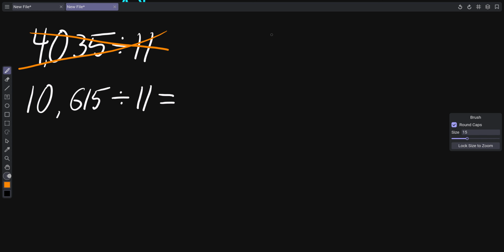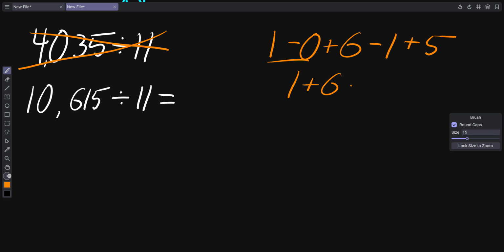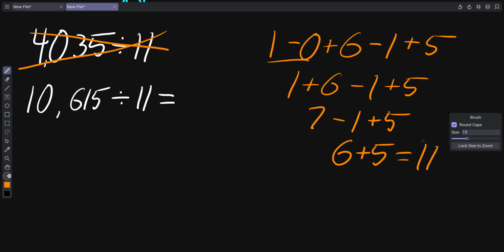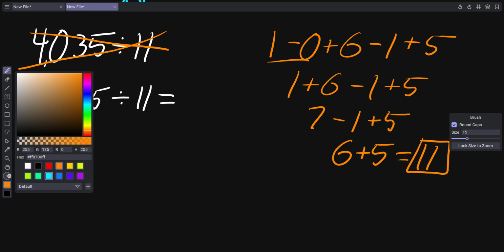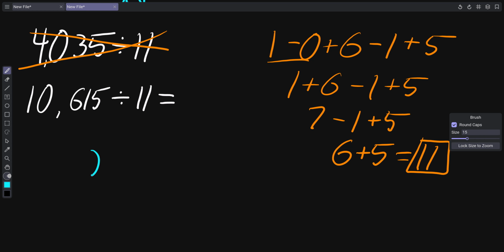So we would start with 1, we would subtract 0, we would add 6, then subtract 1, and then we would add 5. 1 minus 0 equals 1. 1 plus 6 equals 7. 7 minus 1 equals 6, and then 6 plus 5 equals 11, and 11 is a multiple of 11. And therefore we know that 10,615 can, in fact, be evenly divided by 11. So now we can do the long division.